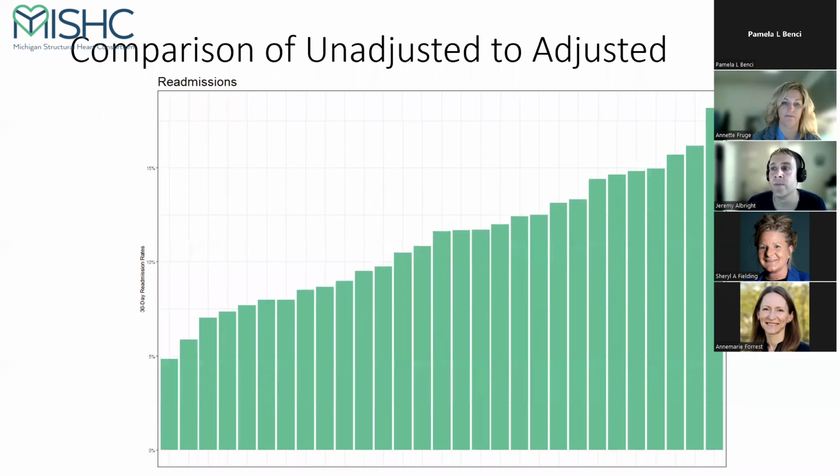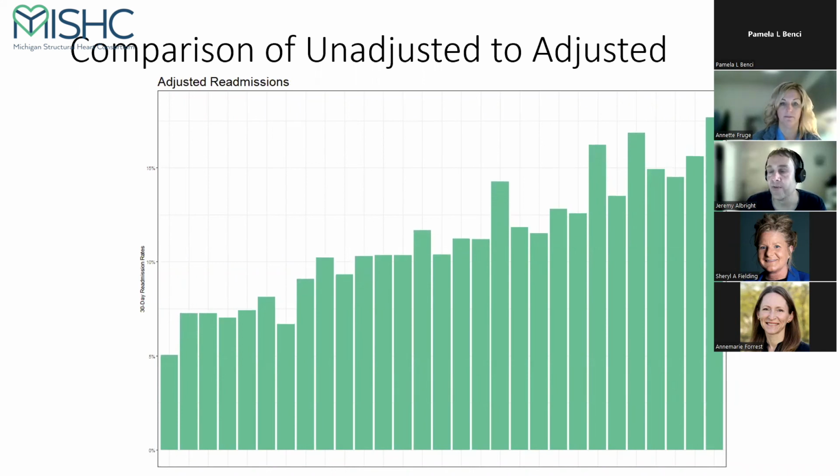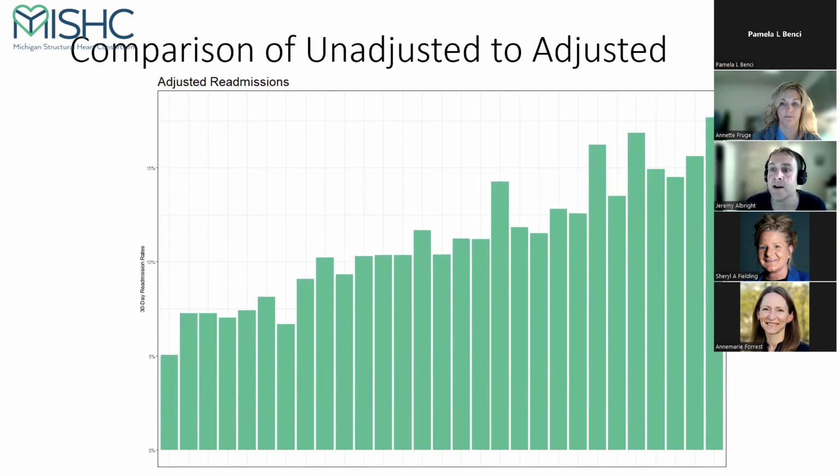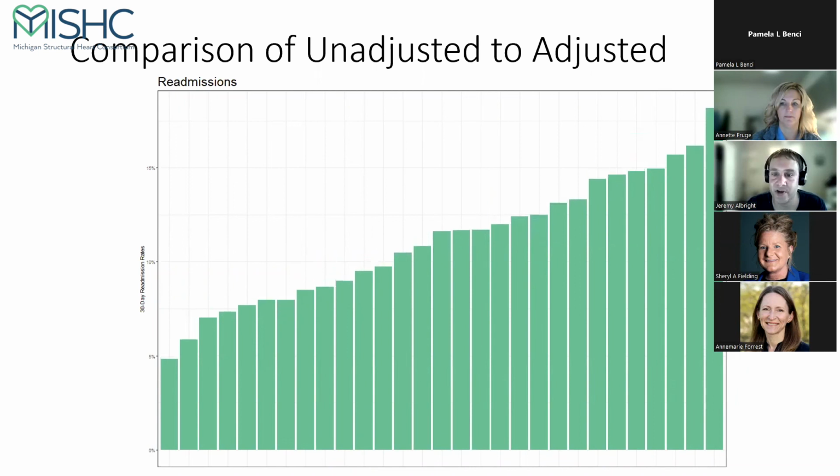So we would have been wrong to say that the unadjusted rate is representative of what their actual readmission rate is, accounting for the different patient mix. It's still at the top. There's still maybe reason for concern, but there's definitely some change.